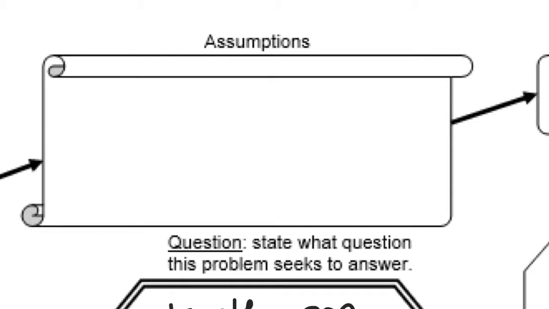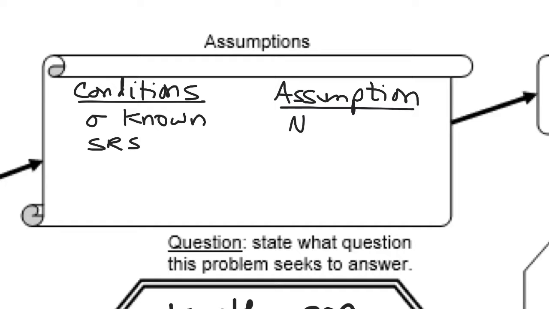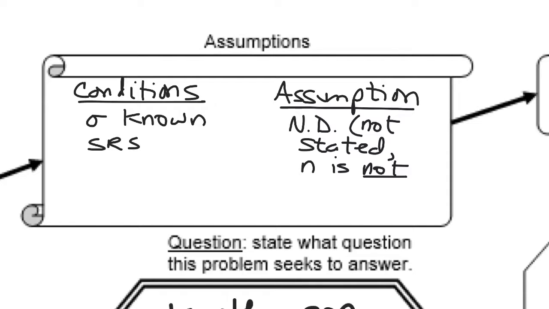So we have conditions. Sigma is known. We have a simple random sample. We have an assumption: normal distribution. And, you know, I'll just write a little explanation here. Not stated. n is not greater than 30.